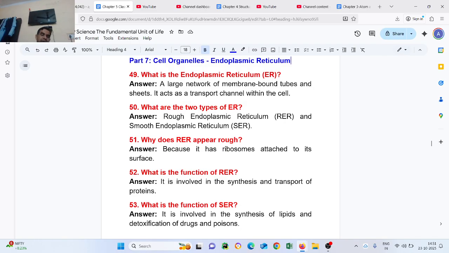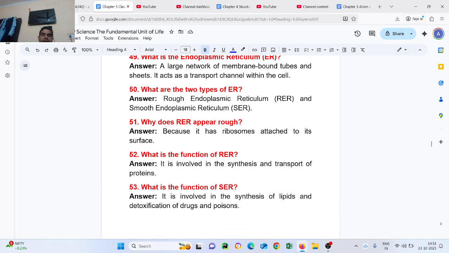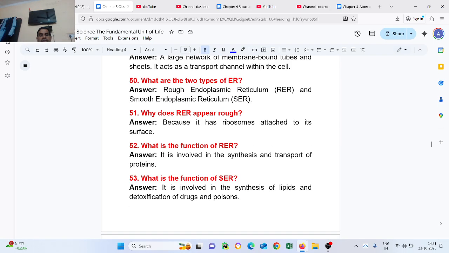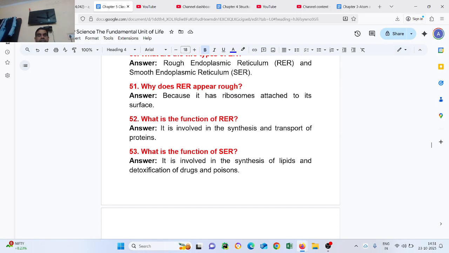Question number 53. What is the function of SER? It is involved in the synthesis of lipid and detoxification of drugs and poisons.